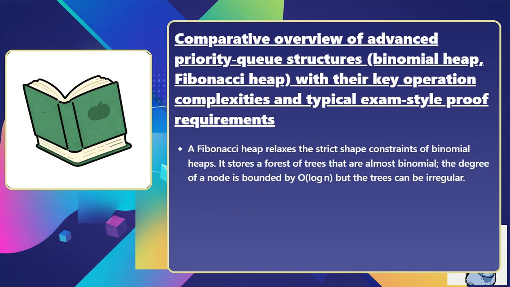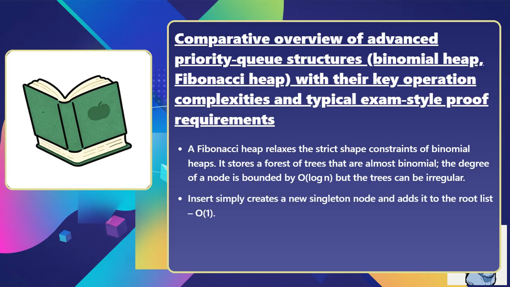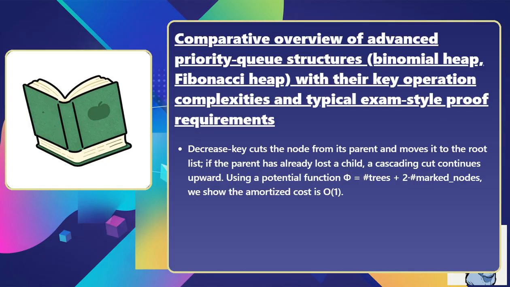A Fibonacci heap relaxes the strict shape constraints of binomial heaps. It stores a forest of trees that are almost binomial. The degree of a node is bounded by O(log n), but the trees can be irregular. Insert simply creates a new singleton node and adds it to the root list, O(1). Merge concatenates the two root lists, O(1). Decrease key cuts the node from its parent and moves it to the root list. If the parent has already lost a child, a cascading cut continues upward. Using a potential function Φ = number of trees + 2 × number of marked nodes, we show the amortized cost is O(1).